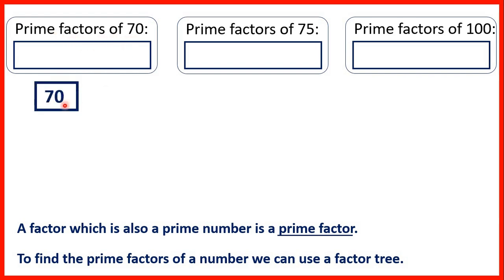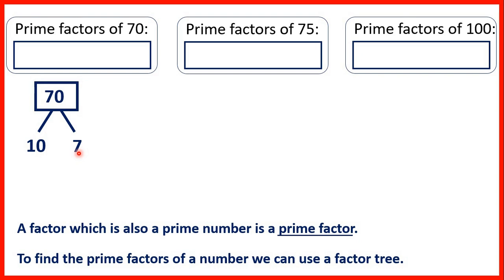We can start by writing 70 at the top of our factor tree. And now we need to think, what times what is 70? Well, 10 times 7 is 70, so those are the next branches of our factor tree.